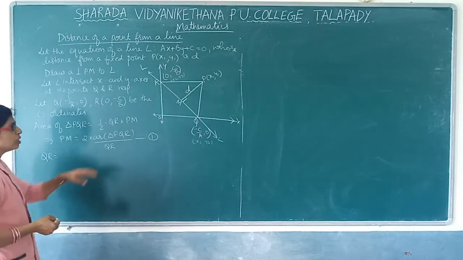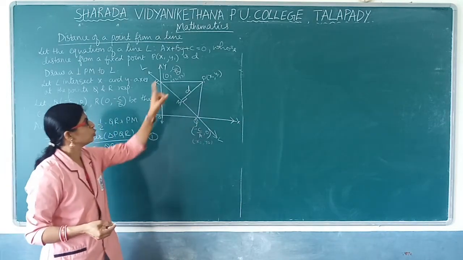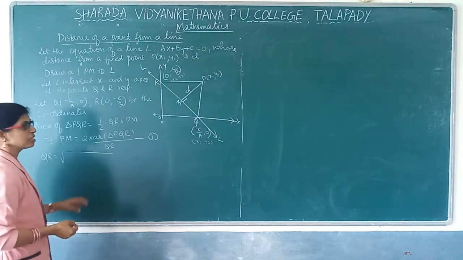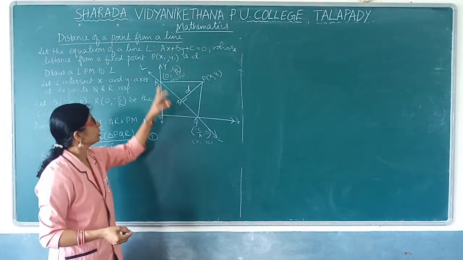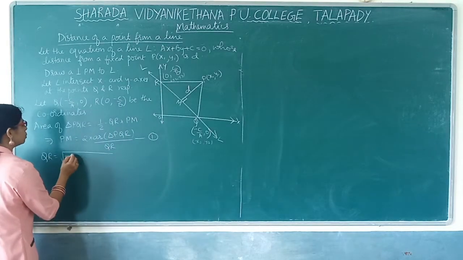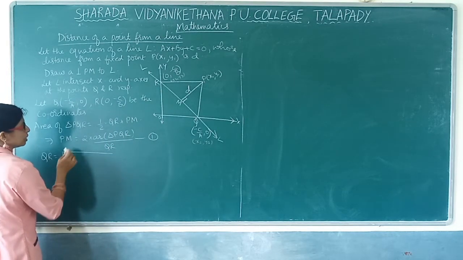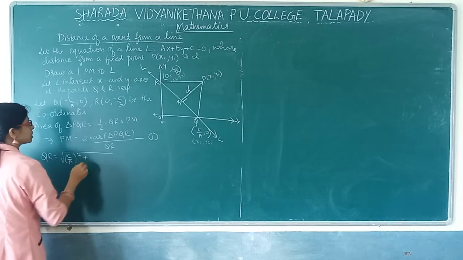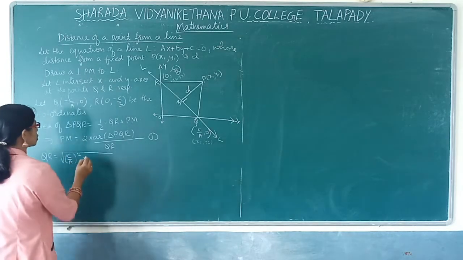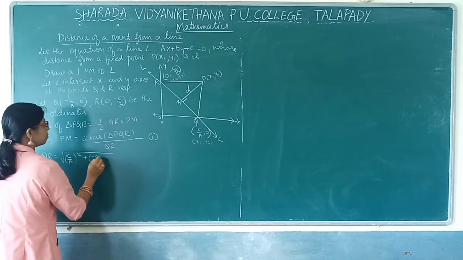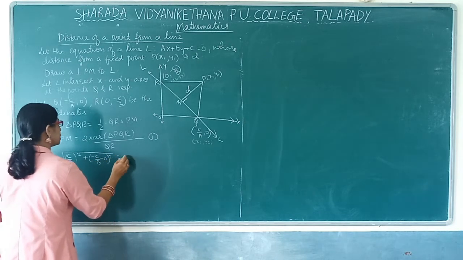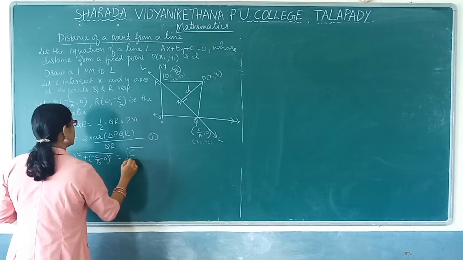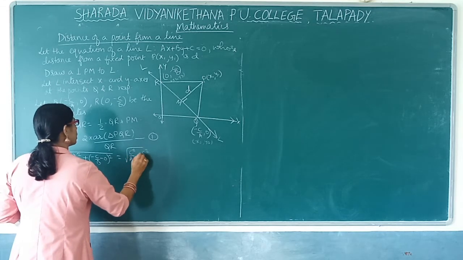What is QR? It is the distance between 2 points. We have the distance formula, that is the square root of (x2 minus x1) the whole square plus (y2 minus y1) the whole square. Anyhow you can do that. So (0 minus (minus c by a)) the whole square plus (minus c by b minus 0) the whole square. So what is that? Square root of c square by a square plus c square by b square.